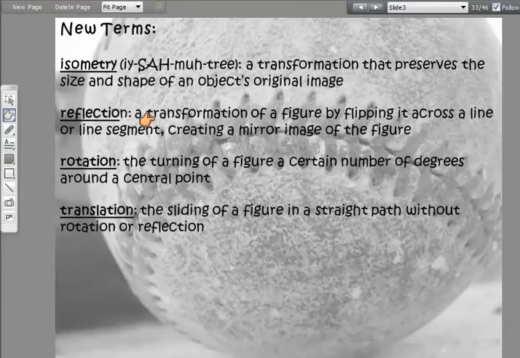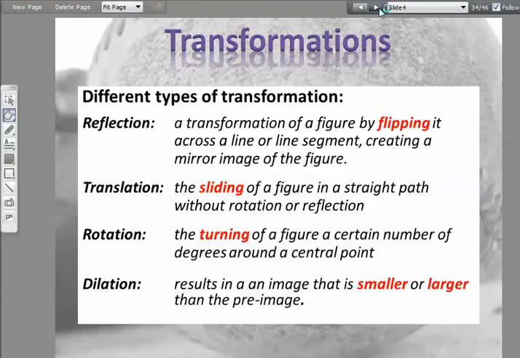Some of the new terms that aren't so new that we'll be talking about in this lesson are isometry, reflection, rotation, and translation. And I just wanted to remind you of our different types of transformations. We've got the reflection, which is a flipping. We've got the translation, which is a sliding. We've got rotation, which is turning, and a dilation that results in an image that is smaller or larger.